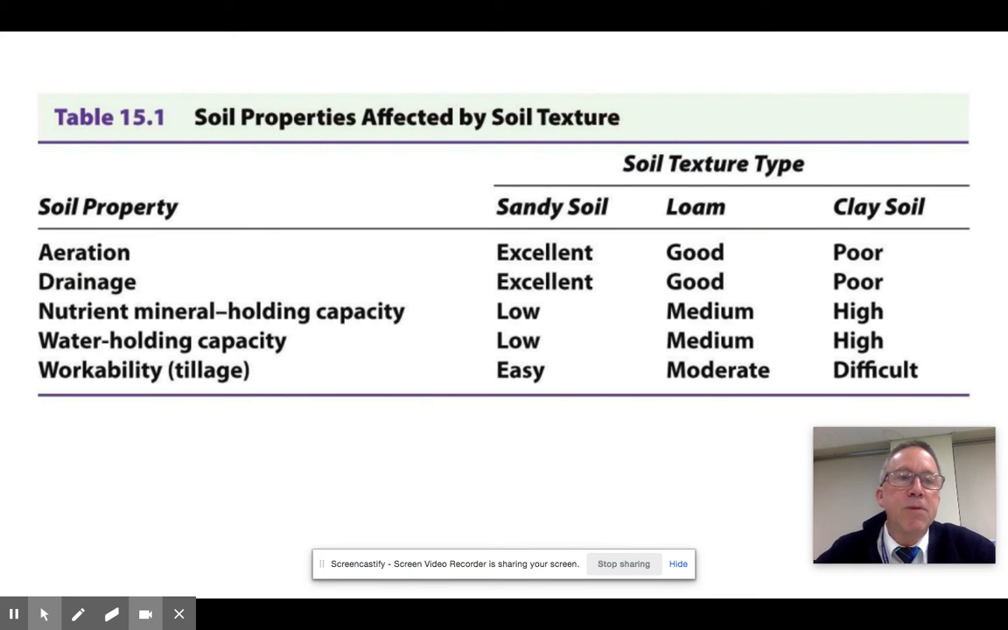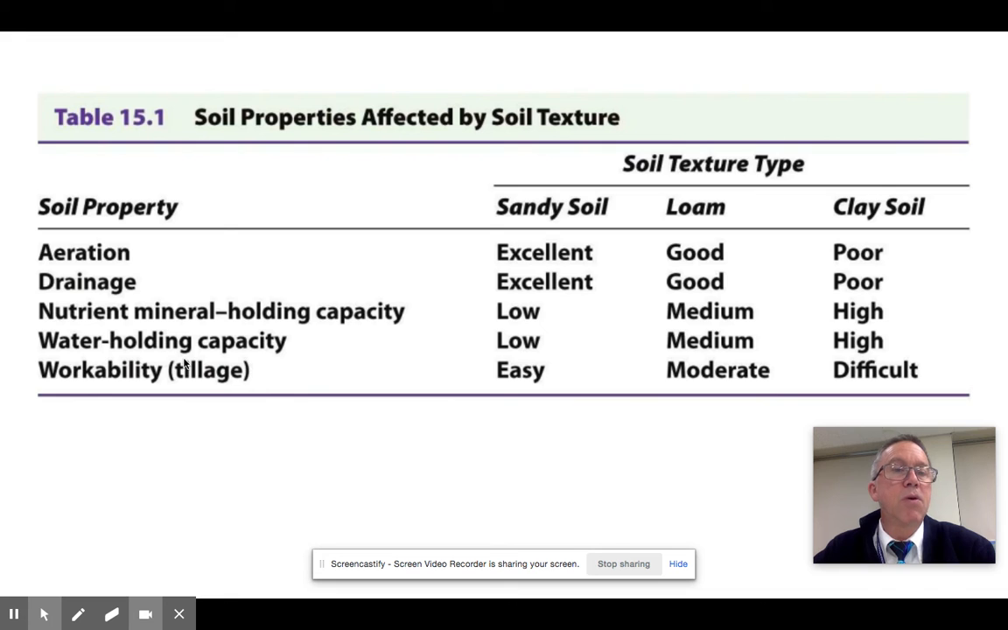Now, this one here just shows, okay, look, here are different soil properties we could concern ourselves with. Aeration, like how much air can you get in there? Well, sandy soils you can get a lot in. Clays you can hardly get any in. Drainage, well, sand drains great. Loam, pretty well. Clay-rich soil, hardly at all.